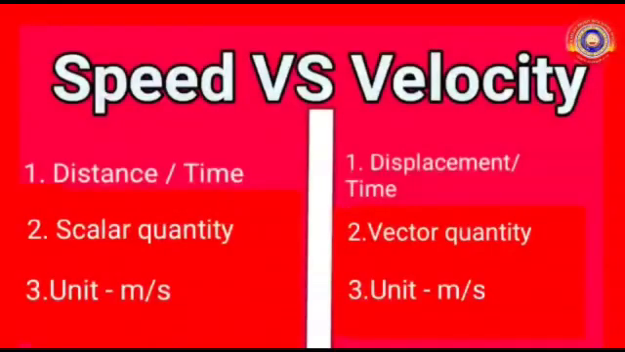We were discussing the chapter motion, and now you are familiar with speed and velocity. The distance traveled by a moving body per unit time is called its speed, and the displacement traveled by a moving body per unit time is its velocity. Both have the same unit, meter per second.